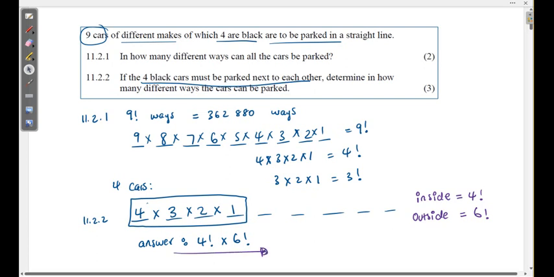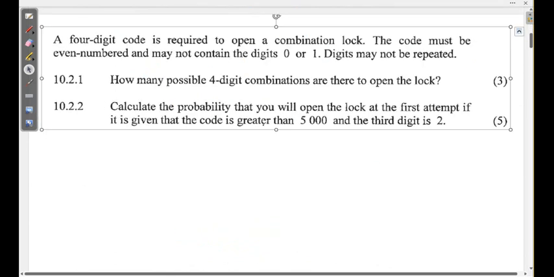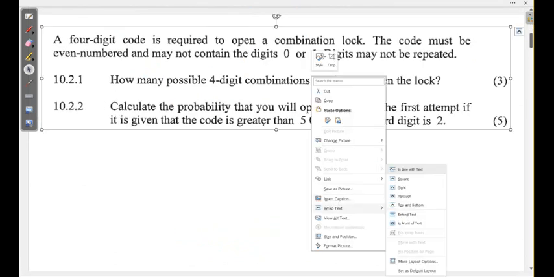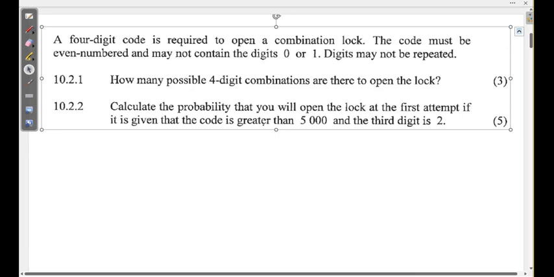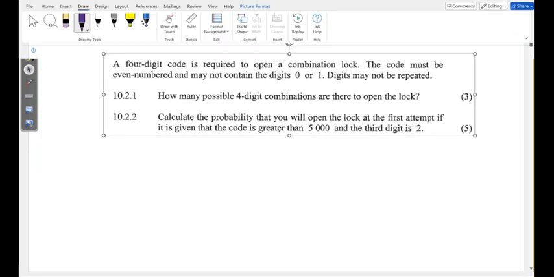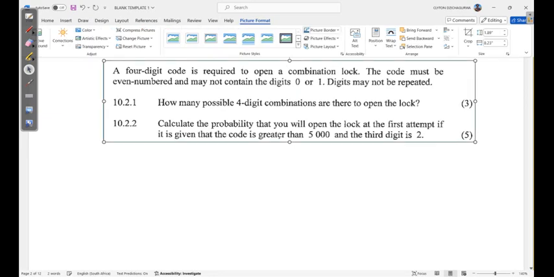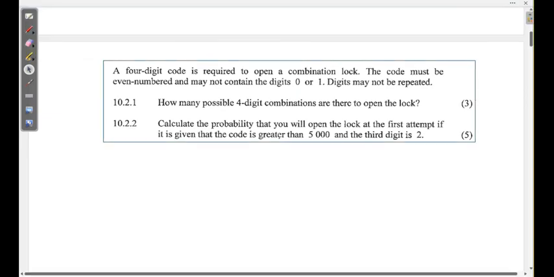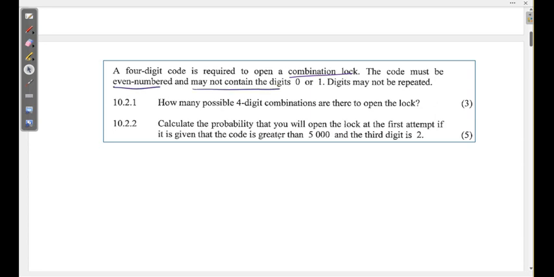Right, let's look at the next one. Yeah, we got some nice one also here, and then maybe due to time I might have to just do it for you guys, then maybe you can try the next one. So we have a 4-digit code here, right, which is required to open a combination lock, and then the code must be even numbered and may not contain the digits 0 or 1. Digits may not be repeated.